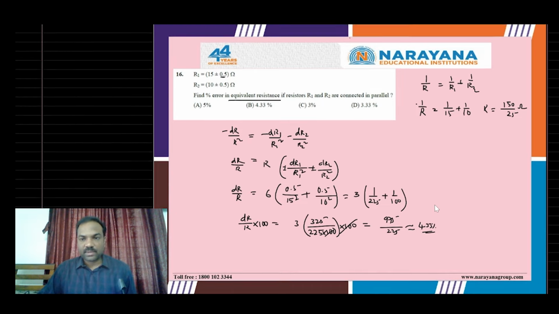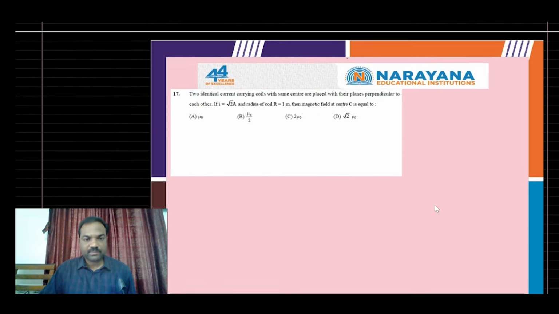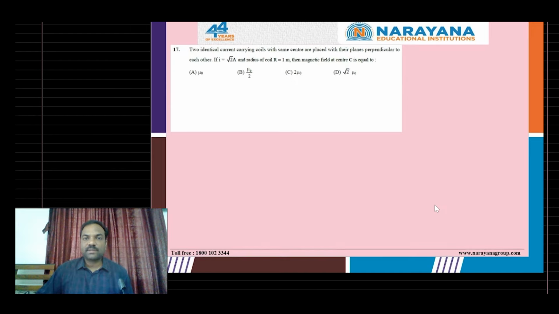So let us go with the next question. In this question they are asking for the magnetic field due to current carrying coils, but how the coils are given? If you read the question, you will understand that they are saying 2 identical coils with the same centers, placed with their planes perpendicular to each other. That means if one is horizontal, the other one is vertical. So one plane is like this, the other plane is something like this.